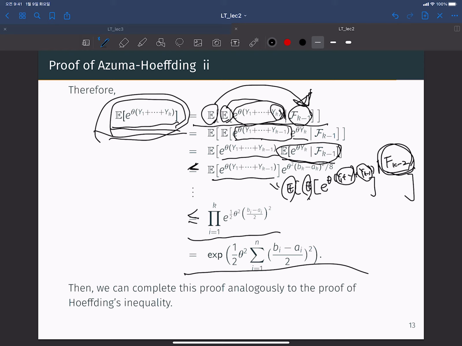And when we have an upper bound for this expectation of e to the zeta times y1 plus up to yk, we can easily complete this proof analogously to the proof of Hoeffding's inequality. The only remaining part is optimizing the zeta after applying the Markov inequality.